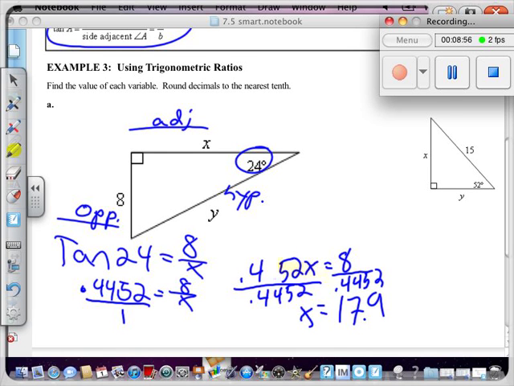Yes? Are you sure you meant page 924? 925, go down to degree 24, go all the way over to the tangent section. Okay.